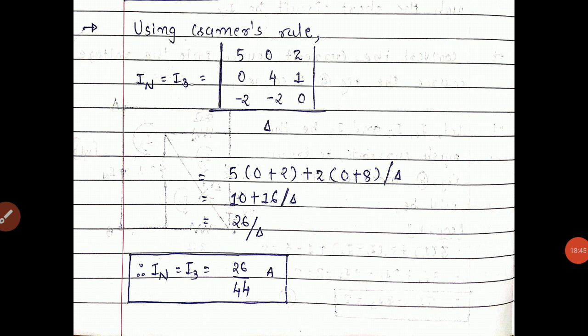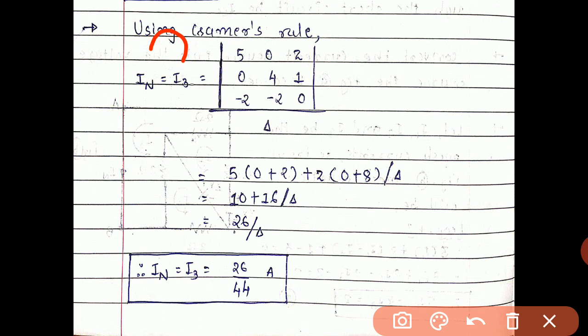So using Cramer's rule, we calculate the value of I3. I3 is nothing but our IN. So using Cramer's rule, 502, 041 minus 2 0 divided by delta. Putting all the values we get IN equals I3 equals 26 divided by 44 ampere.